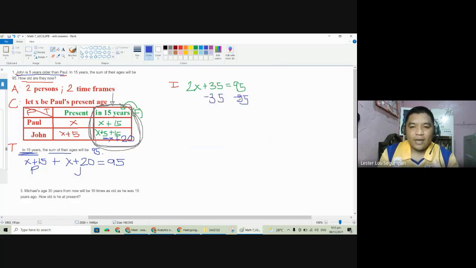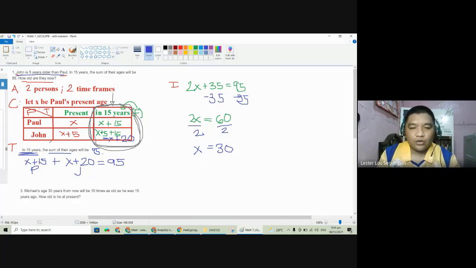By the way, this step is already a combination of this, so please be guided with the addition of integers and algebraic expressions. So we will have here 2x is equal to 95 minus 35, which is 60, and divide both sides by 2. The value for your x is 30. And what does this 30 stand for?